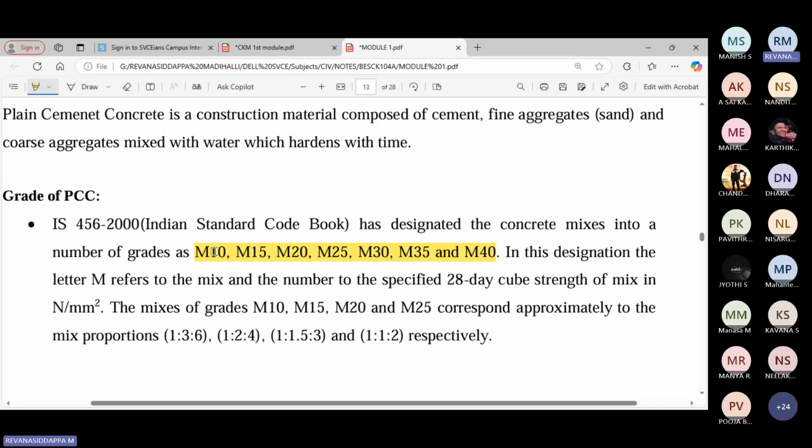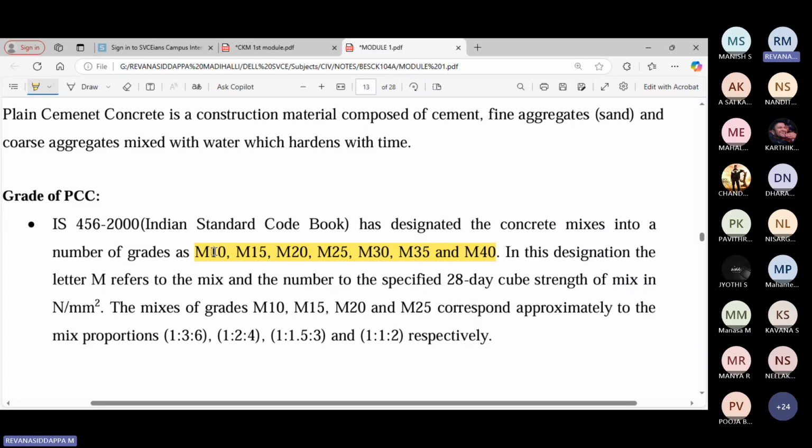For our normal construction works, for construction of normal residential buildings and apartments, we generally use M20 and M25, and maximum M30 grade of concrete. For slabs and all, we will be using M20 or M25 grade of concrete, and for columns, we will use a slightly higher grade, that is M30 grade of concrete.